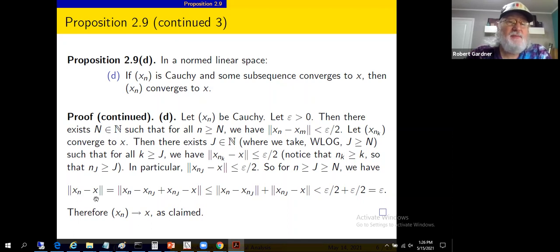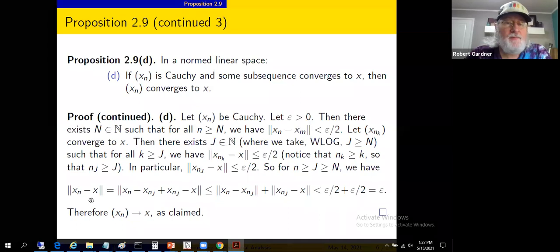The norm of x_n minus x, the distance from x_n to x. What are we trying to show? The original sequence converges to x. So we're trying to show this is less than epsilon. So it looks like it's going to work. All right, we did something like this above. Let's add and subtract that term we got our hands on, x_{n_J}. Subtract it, add it, so we haven't changed anything. Apply the triangle inequality.